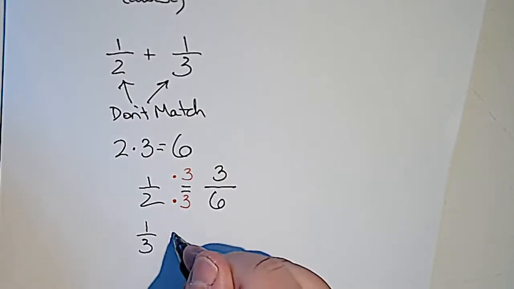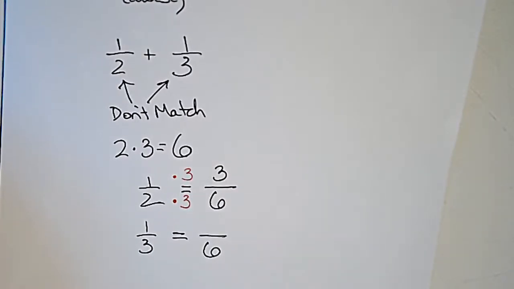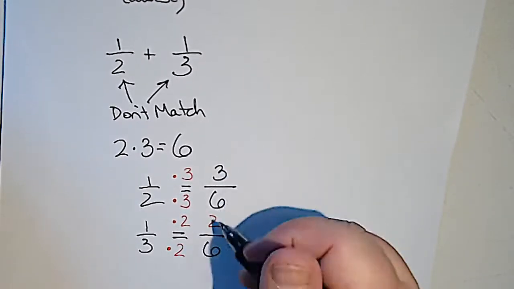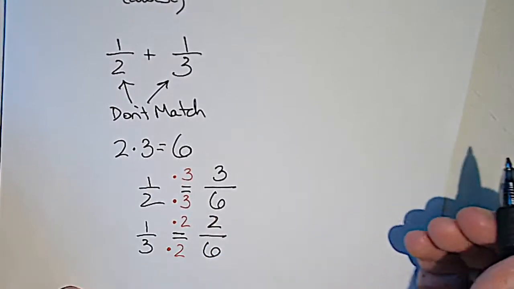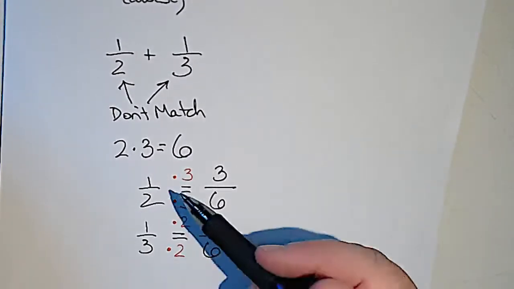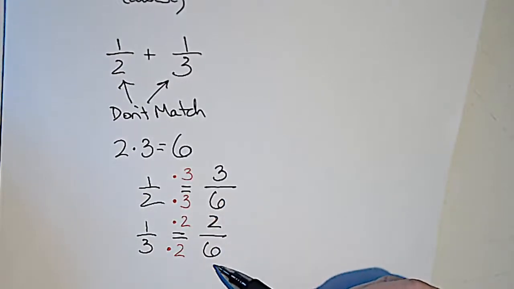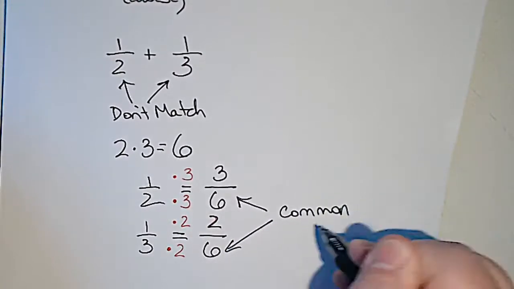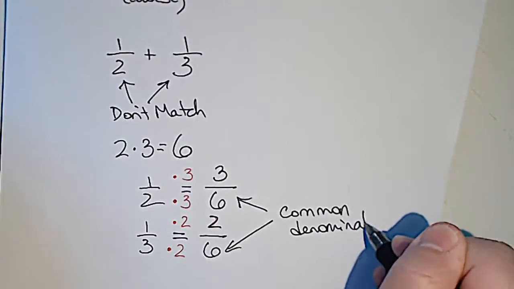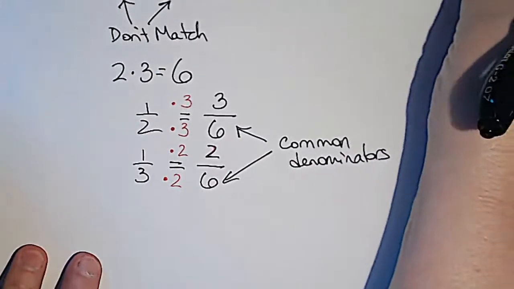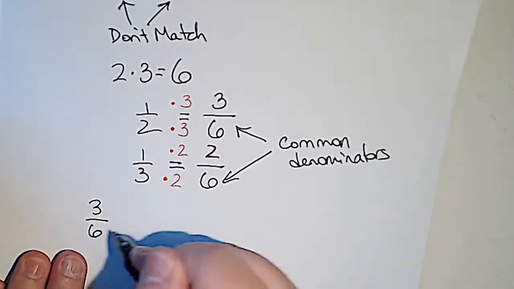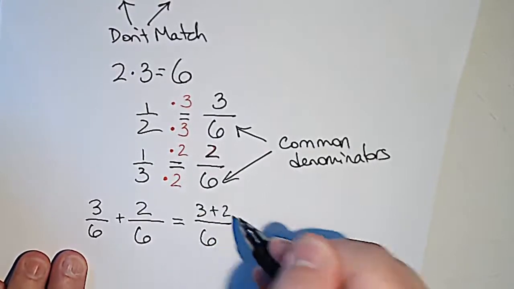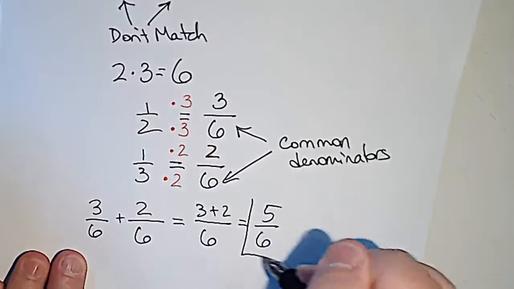Okay, what about the 1/3? Same thing. If I want to convert to sixths, here I'm going to multiply by 2 top and bottom, so I get, oops, I did it in red. Oh my goodness. Don't tell anyone. Okay, so now I've got the old fractions. I've got new fractions. They have common denominators. See how that is? So I can now take 3/6 and add 2/6 and get 3 plus 2 over 6, or 5/6.